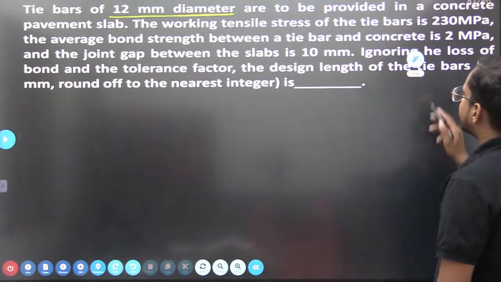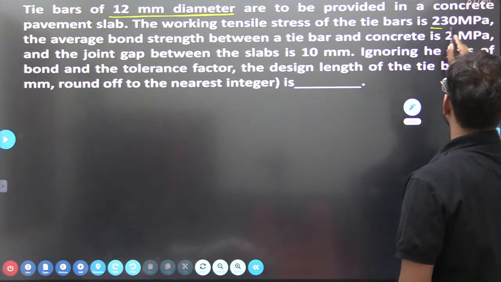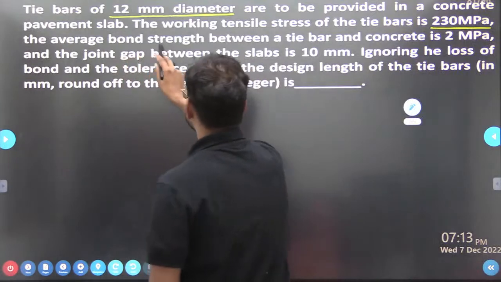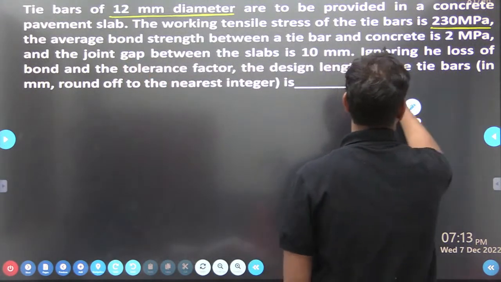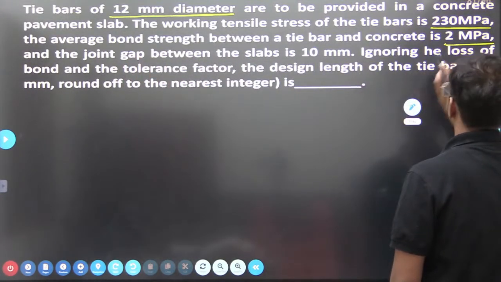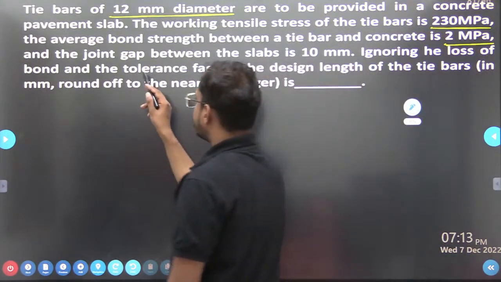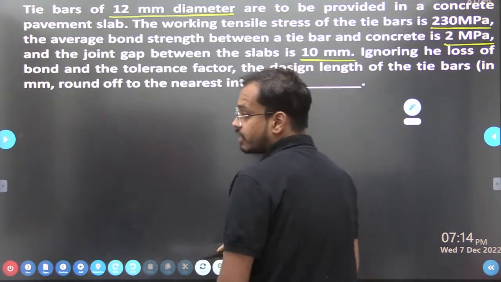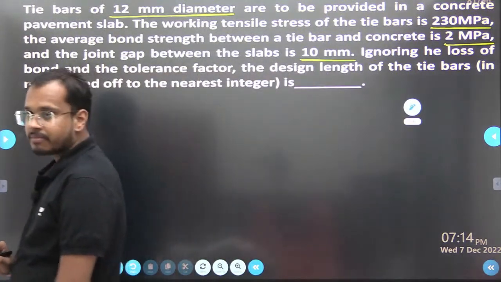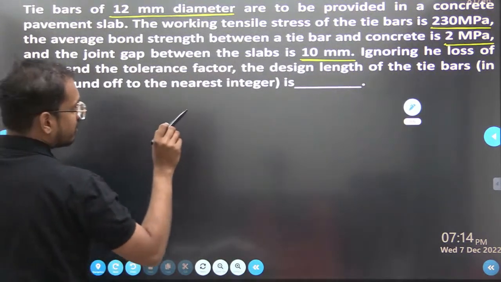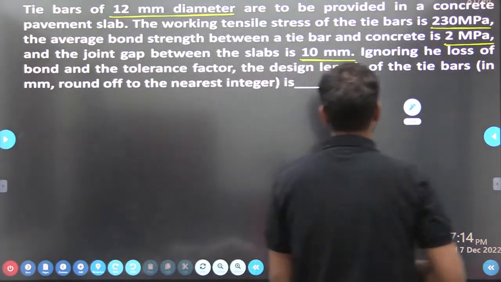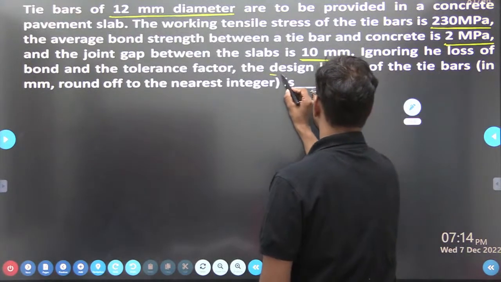The working tensile stress of tie bar is 230 megapascal. So working tensile stress is already given. The average bond strength between tie bars and concrete is 2 megapascal. Am I right? And the joint gap between the slabs is 10 centimeter. Okay, joint gap is already given. Ignoring the loss of bond and the tolerance factor, what is the design length of tie bar?